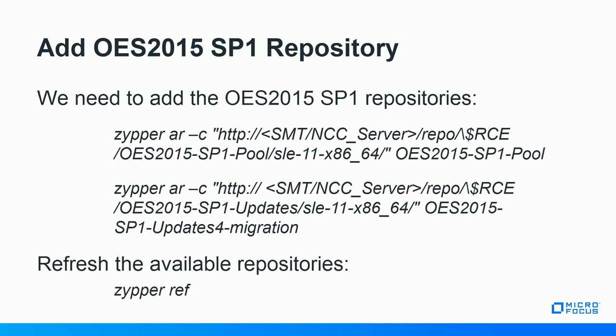With the SLES 11 SP4 repositories available to us, the next thing we need to do is make sure we add the OES 2015 SP1 repositories. Here are the two repositories that you need and the commands to add them. Once you have added those, the next step is to refresh the metadata associated with those repositories to make sure we have a complete listing of everything that is available to us.